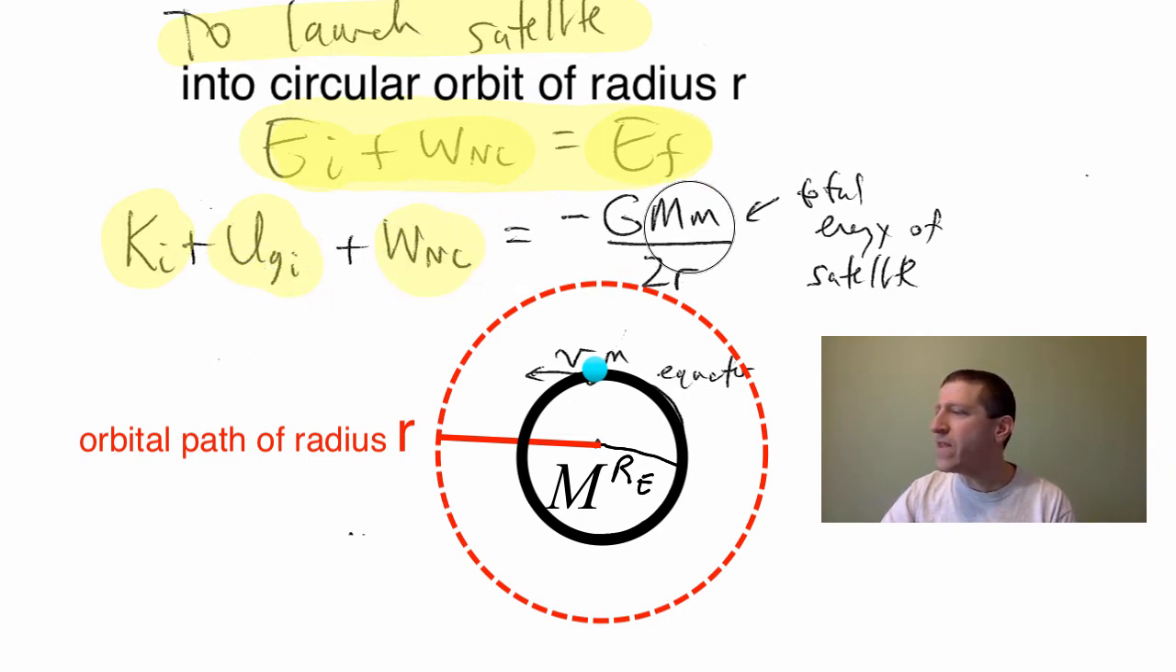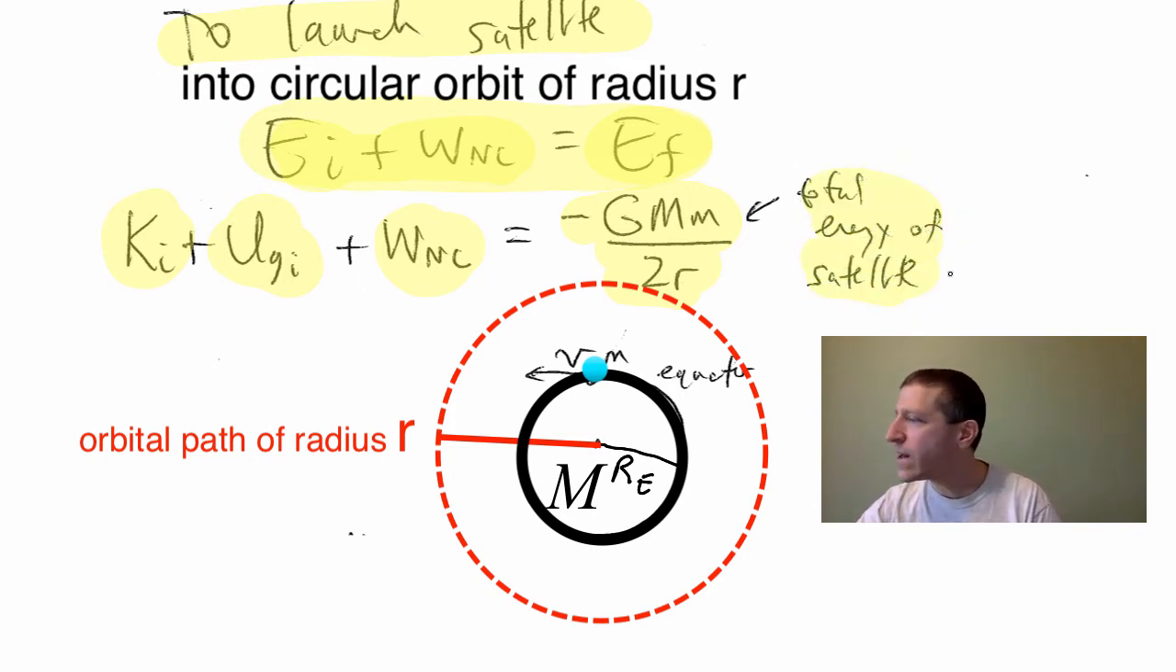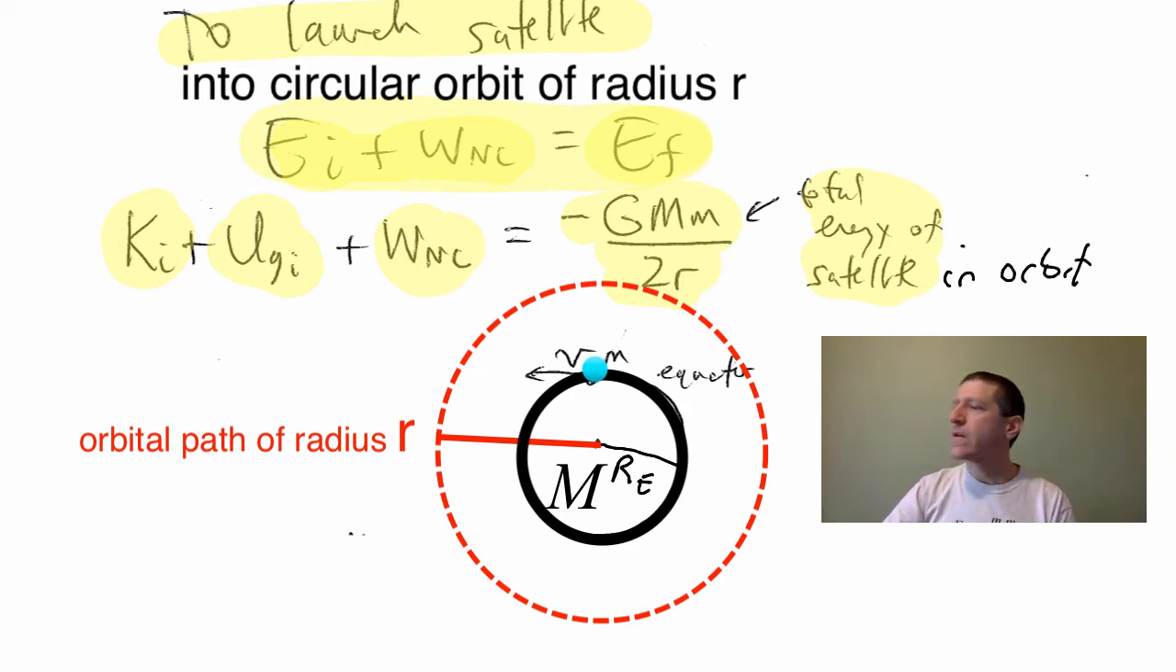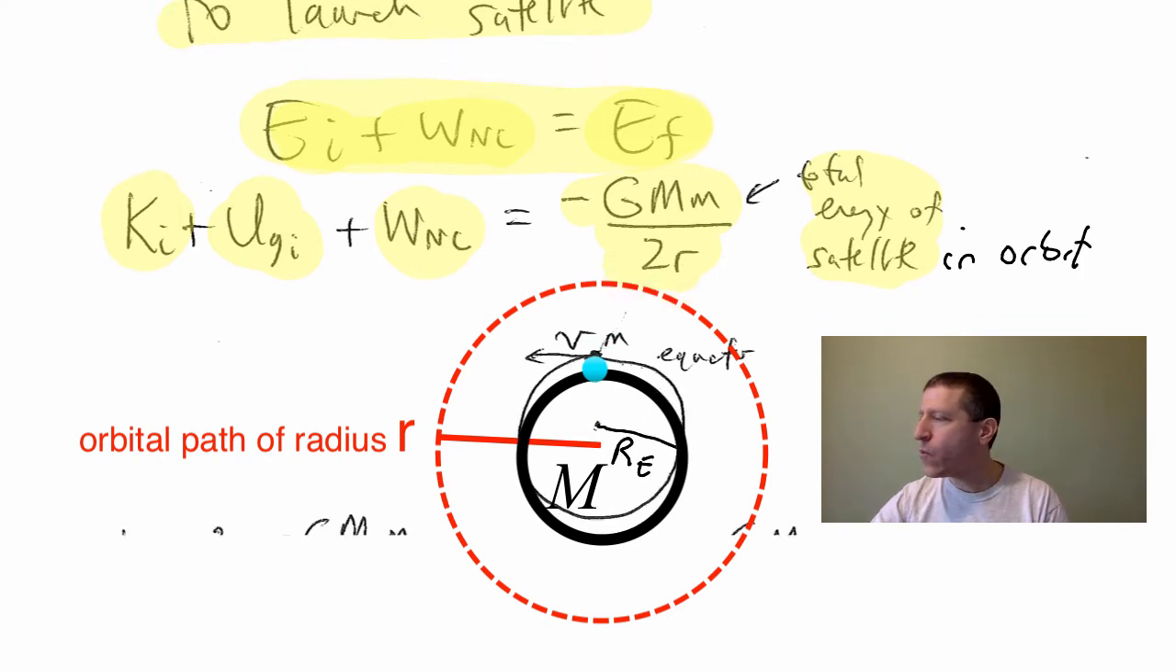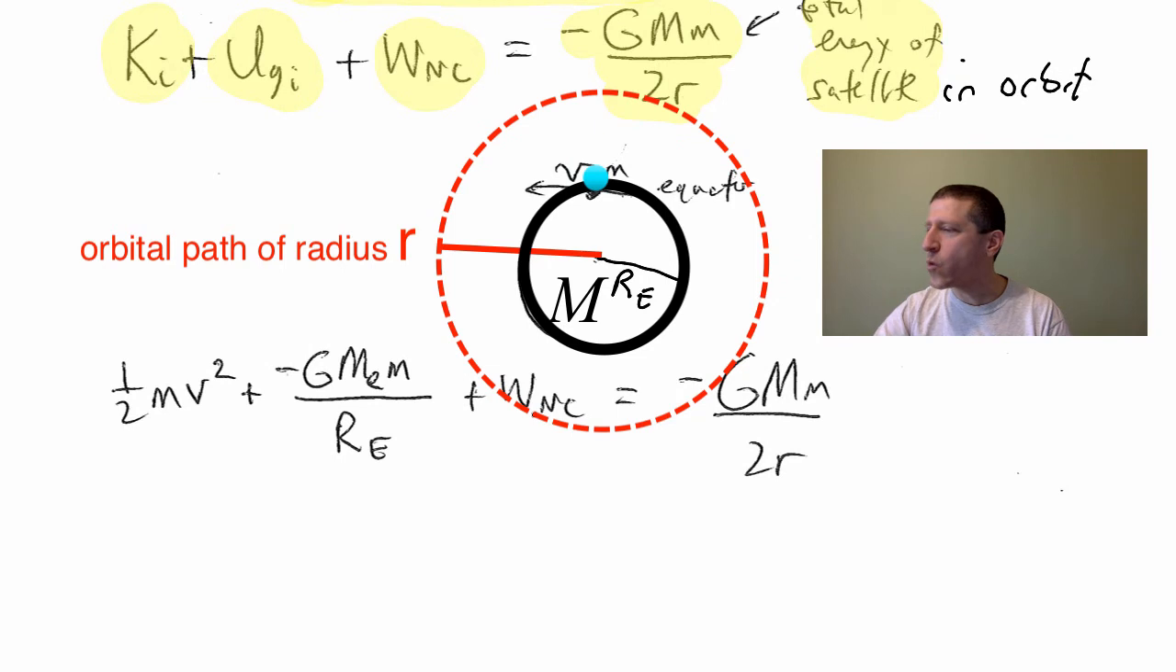We have to do some work, and this is what we found is its total energy when it's in orbit. Again, this only works for a satellite that's in orbit. We should emphasize that. So that's the total energy of the satellite. Here's our initial kinetic energy, our initial gravitational potential energy of the system, and this is how much work we have to add. So let's figure out what we need to do to get this work non-conservative.